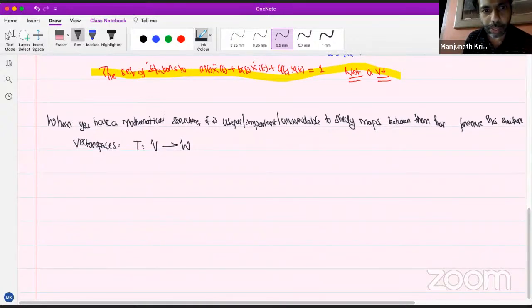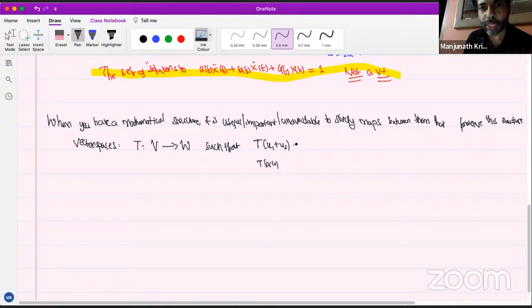What does it mean in vector spaces? What does it mean to study maps that preserve the structure? It means T from V to W such that, what does it mean to preserve the structure? What is the structure? The structure is vector addition and scalar multiplication.